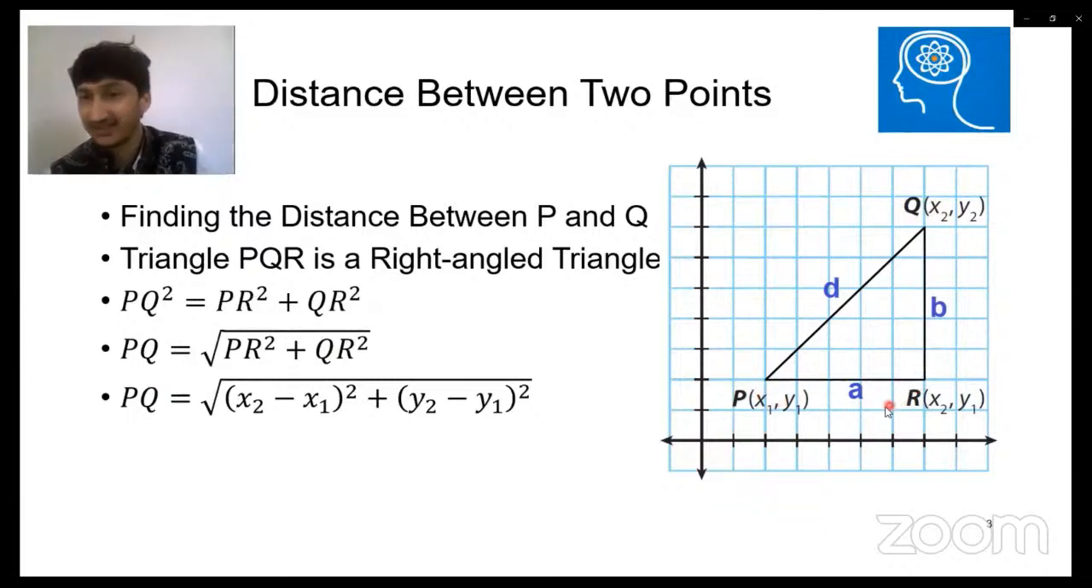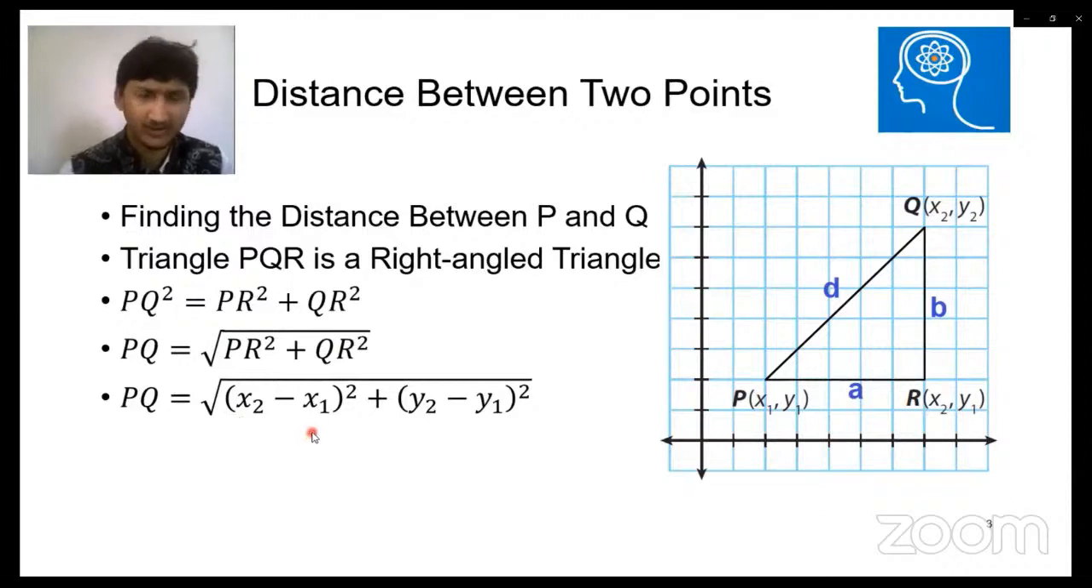PR हे डिस्टन्स जे आहे that is equal to x2 minus x1. And what is QR? QR is the distance y2 minus y1. So we can say PQ is equal to under root in bracket x2 minus x1 whole square plus y2 minus y1 whole square. And that is nothing but the distance between the 2 points P and Q. We got the distance formula from this.